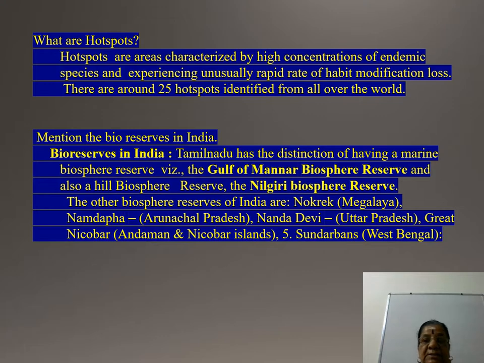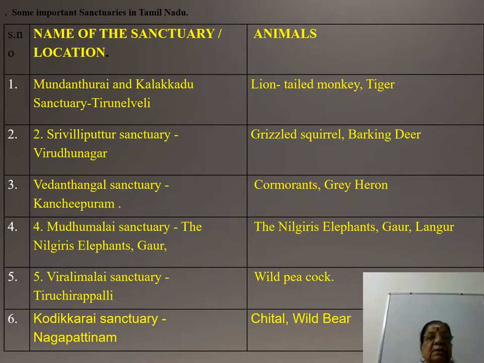Tamil Nadu has the distinction of having a marine biosphere reserve. One is Gulf of Mannar, which is aquatic, and another one is a hill biosphere, the Nilgiri Biosphere Reserve. Others you study yourself; I will not read them again: Nokrek, Nanda Devi, Nicobar, Great Nicobar and Sundarban. Right? The next is the same: name of the sanctuary and animal in Tamil Nadu.